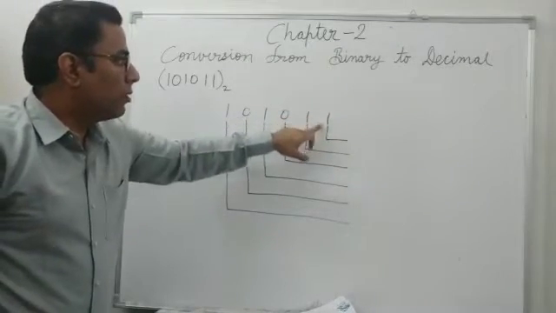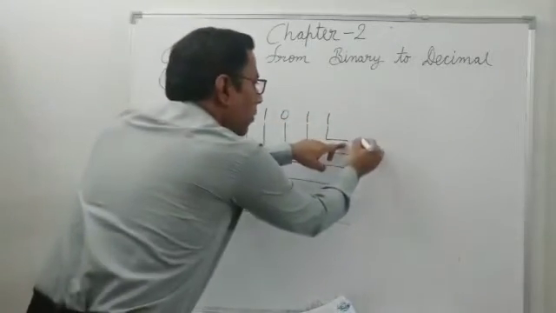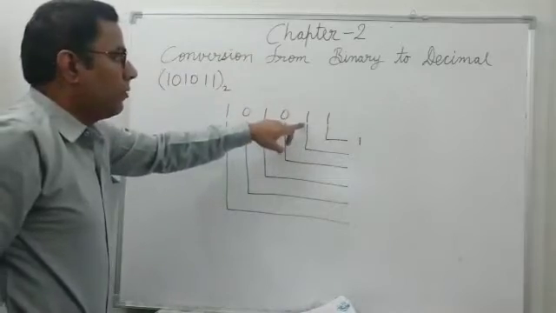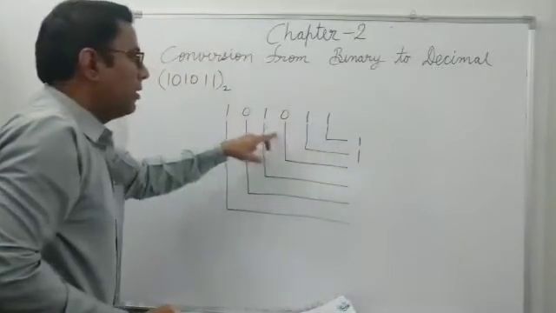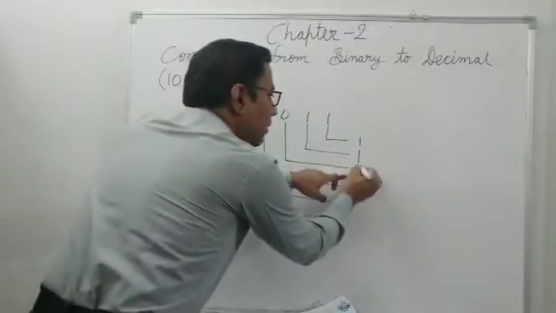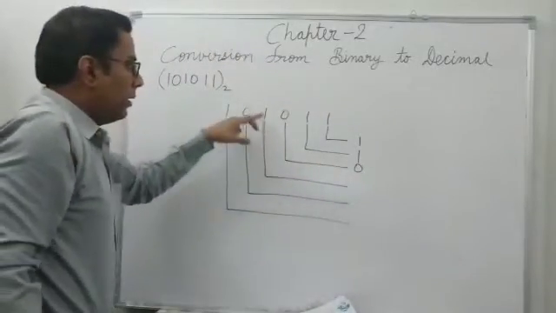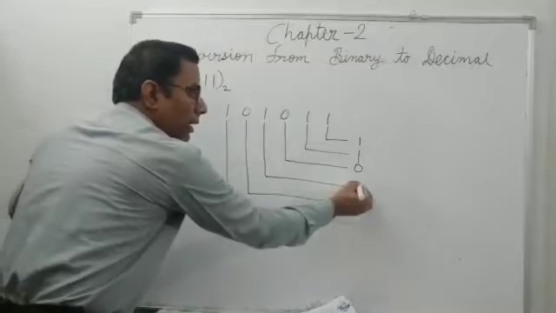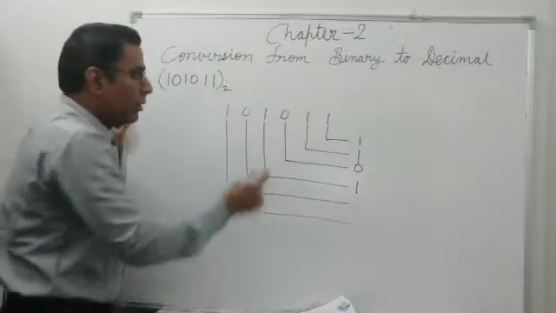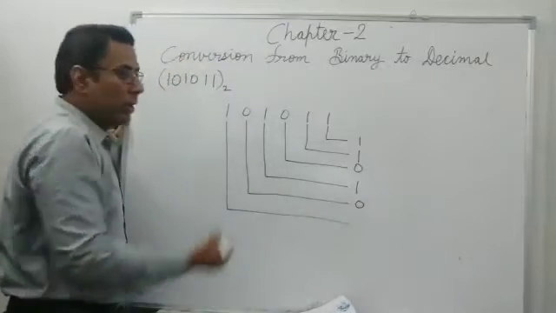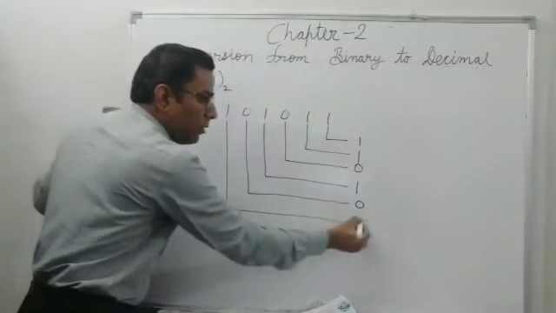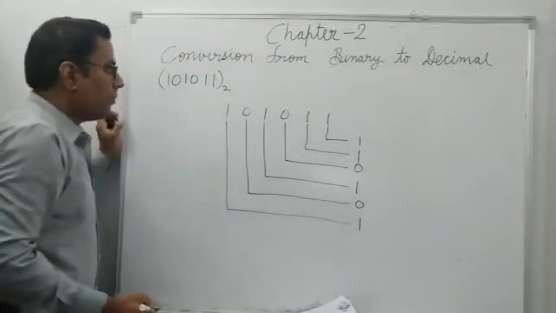Here is 1, so you write here 1. Here is 1, so you write 1. Here is 0, then you write 0. Here is 1, so you write 1. Here is 0, so you write 0. And then here is 1, so you have to write 1.